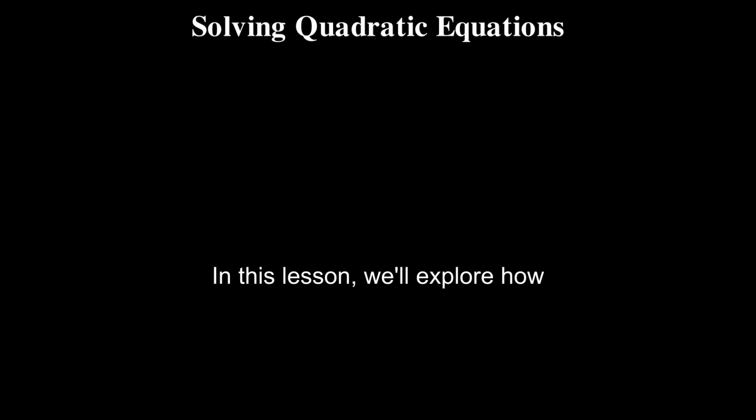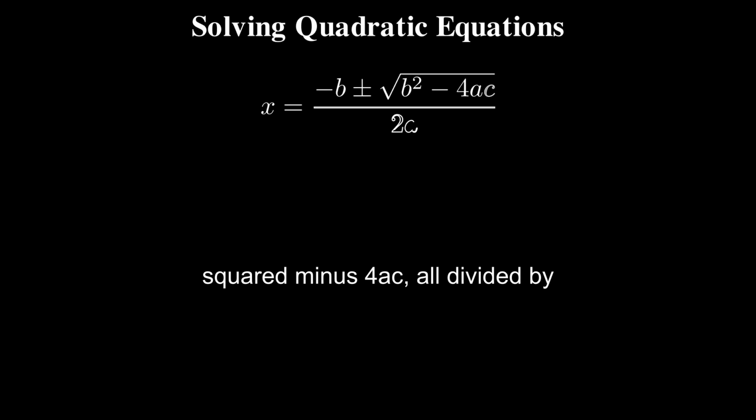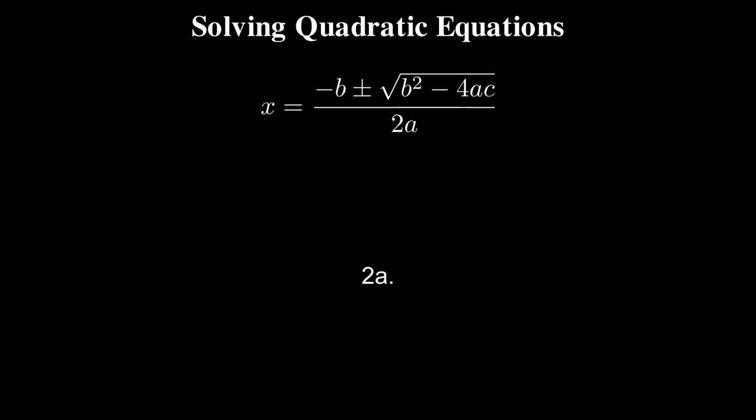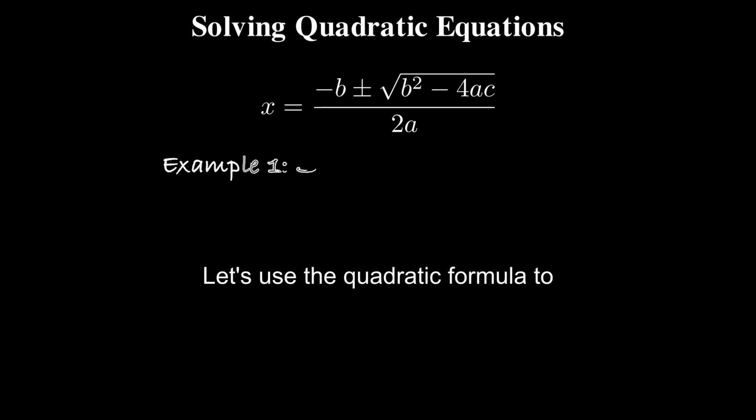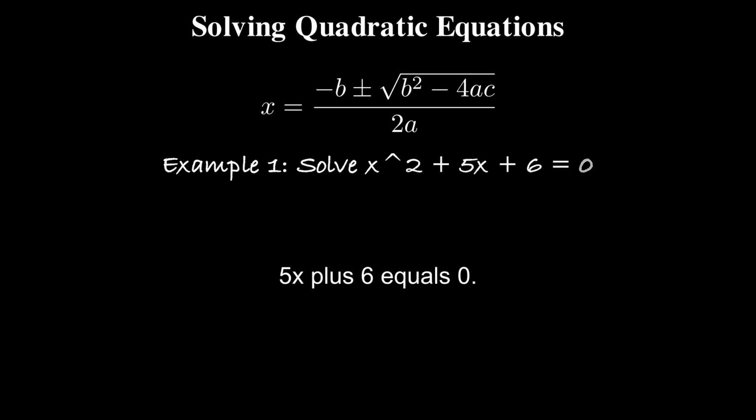In this lesson, we'll explore how to solve quadratic equations using a special formula. The quadratic formula is given by x equals negative b plus or minus the square root of b squared minus 4ac, all divided by 2a. Let's use the quadratic formula to solve the equation x squared plus 5x plus 6 equals 0.